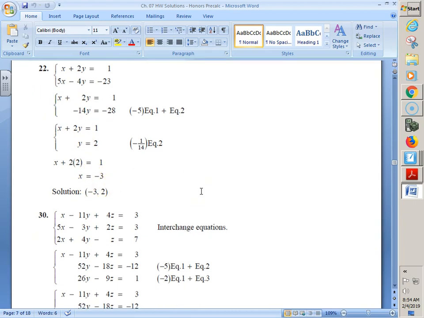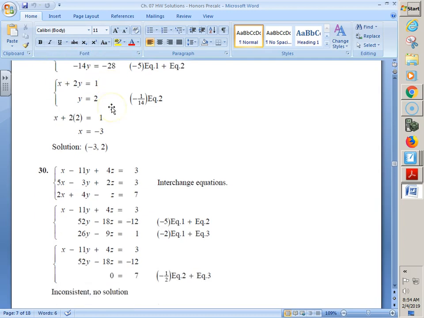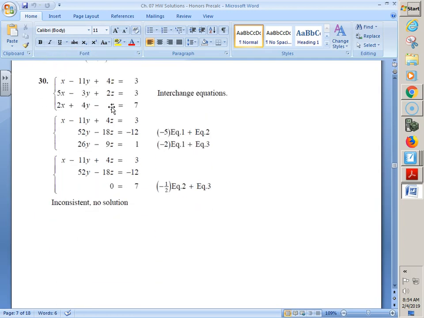Thinking forward to our calculators and how they were programmed to do matrices, they can do this process to systems of any size. Number 30, inconsistent. That's the one that no, that's not the one we saw. Inconsistent, no solution. You got a false statement when you were looking for Z.